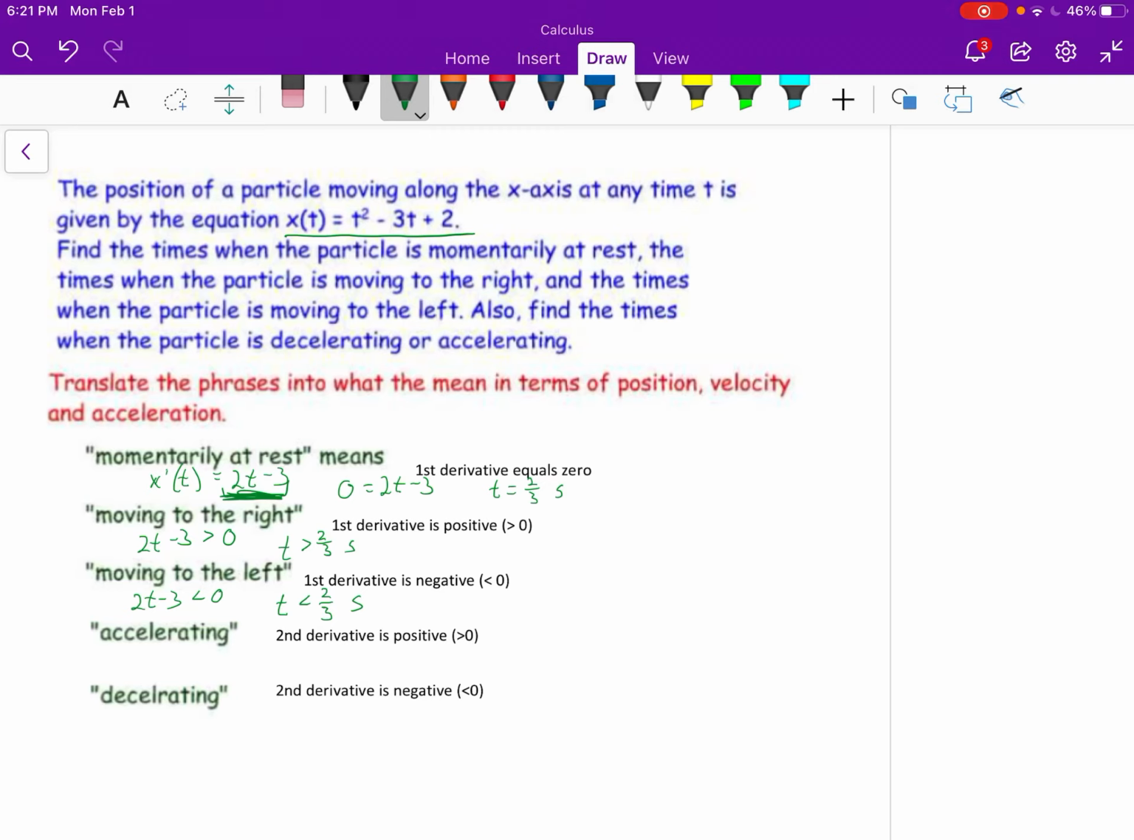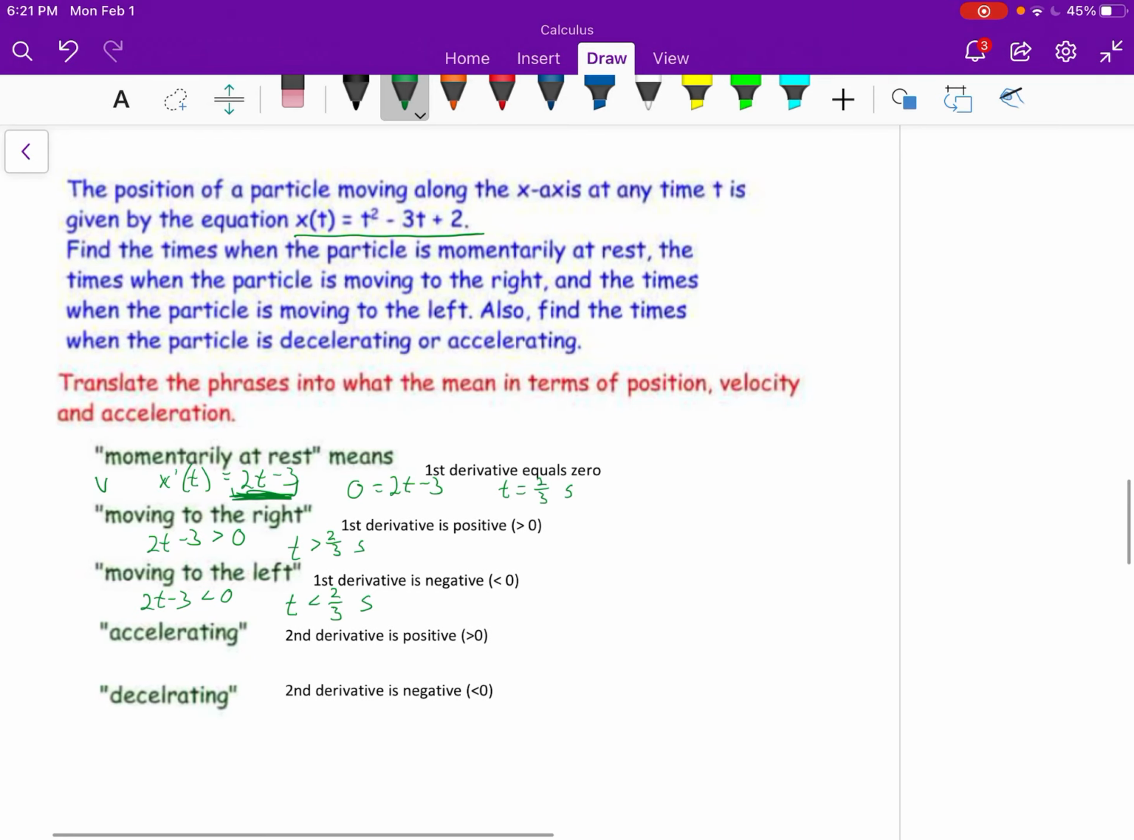Acceleration. Acceleration is the second derivative. So, I should have written this up here. Our velocity function is the first derivative. Our acceleration function is the derivative of velocity, or we can think of it as the second derivative of position. And so here's the velocity function, the derivative is just 2. And it's always 2. Which means it's always accelerating.